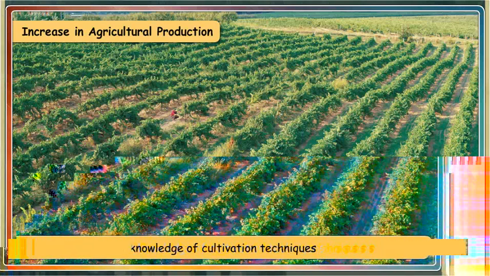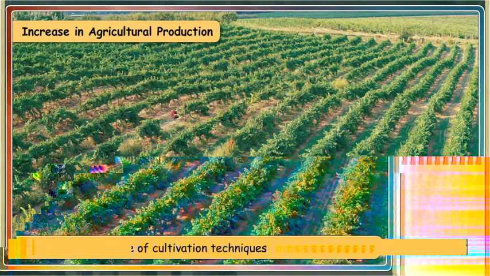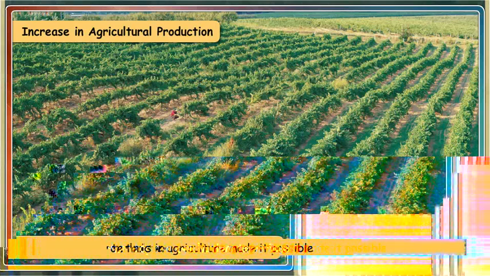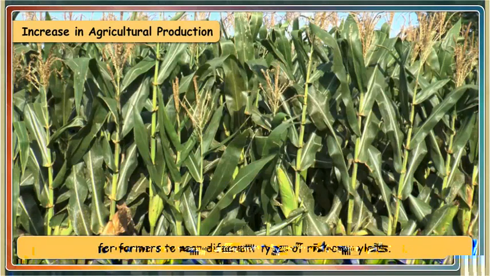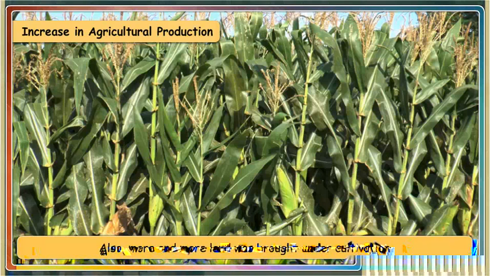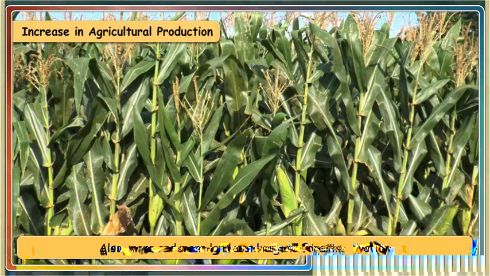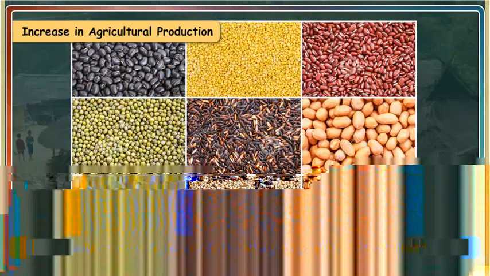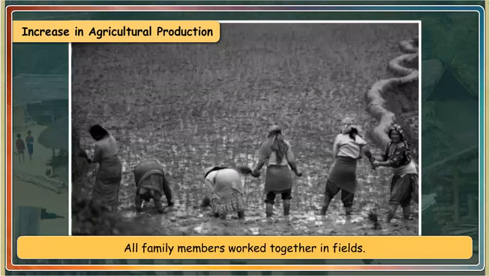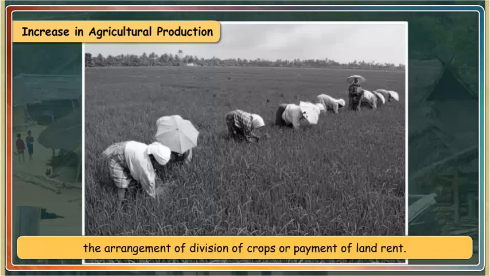Increase in agricultural production. Better knowledge of cultivation techniques and use of iron tools in agriculture made it possible for farmers to reap different types of rich crop yields. Also, more and more land was brought under cultivation after clearing grasslands and forests. New varieties of grains and other things began to be cultivated. All family members worked together in fields. Some families got their fields cultivated by workers under the arrangement of division of crops or payment of land rent.